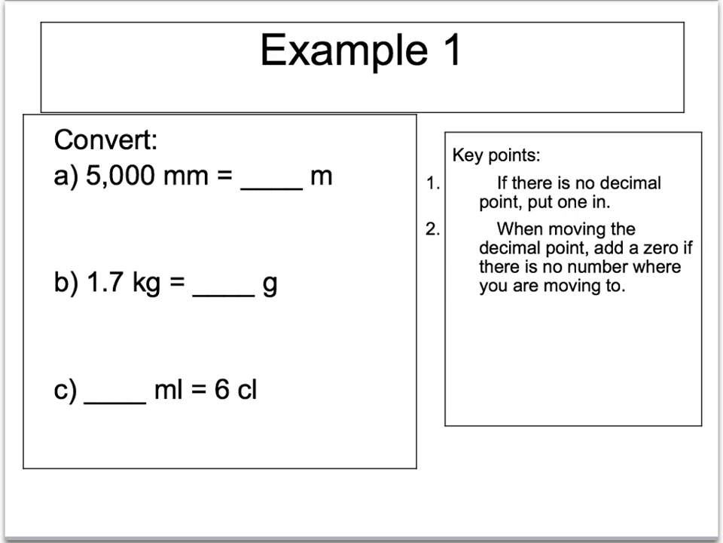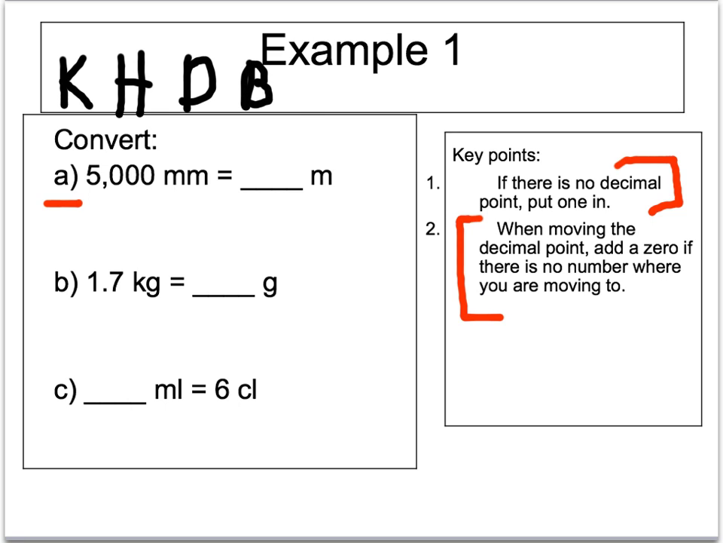So now let's try an example problem, or a few example problems. There are two key points to know when converting metric units. One, if there is no decimal, put one in. Two, when moving a decimal, add a zero if there is no number where you are moving to. This first question, A, asks me to convert 5,000 millimeters to meters. Well, first of all, I need to know what the metric prefixes are to do this. So I'm going to, at the top of my paper, write King Henry died by drinking chocolate milk.